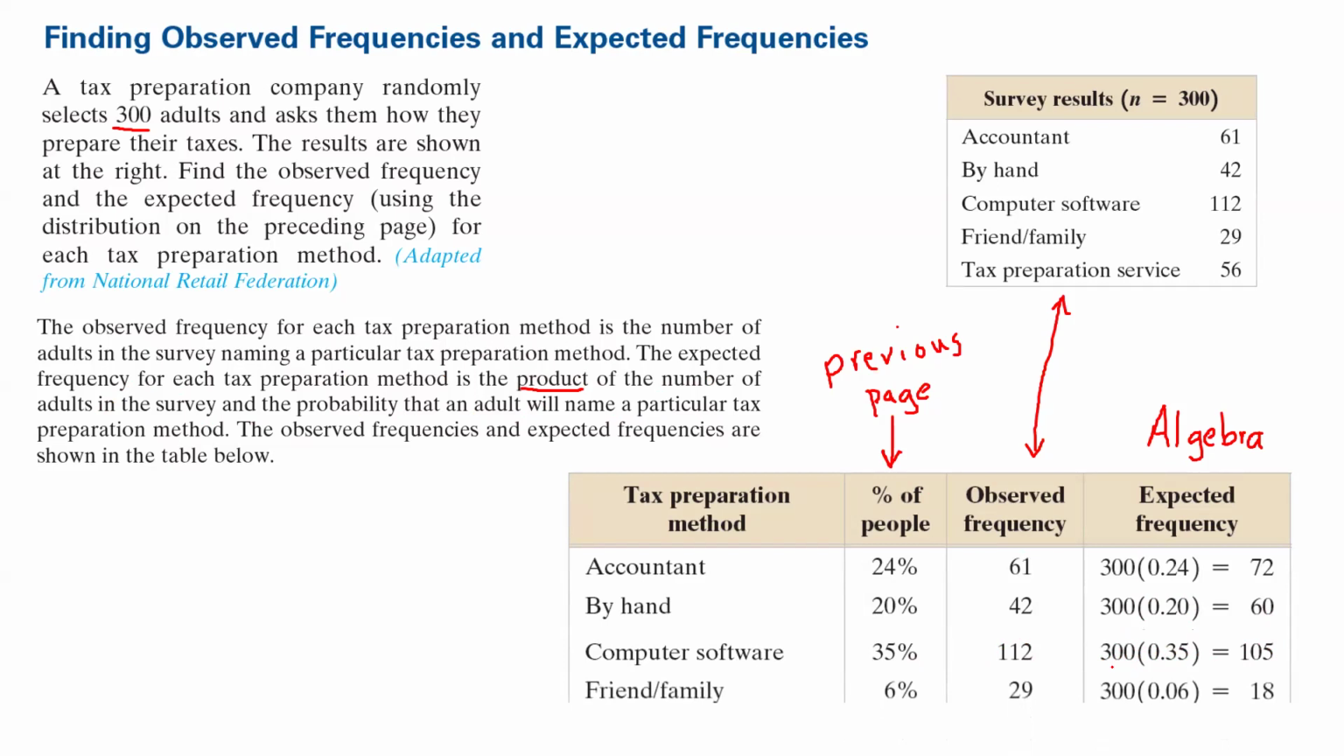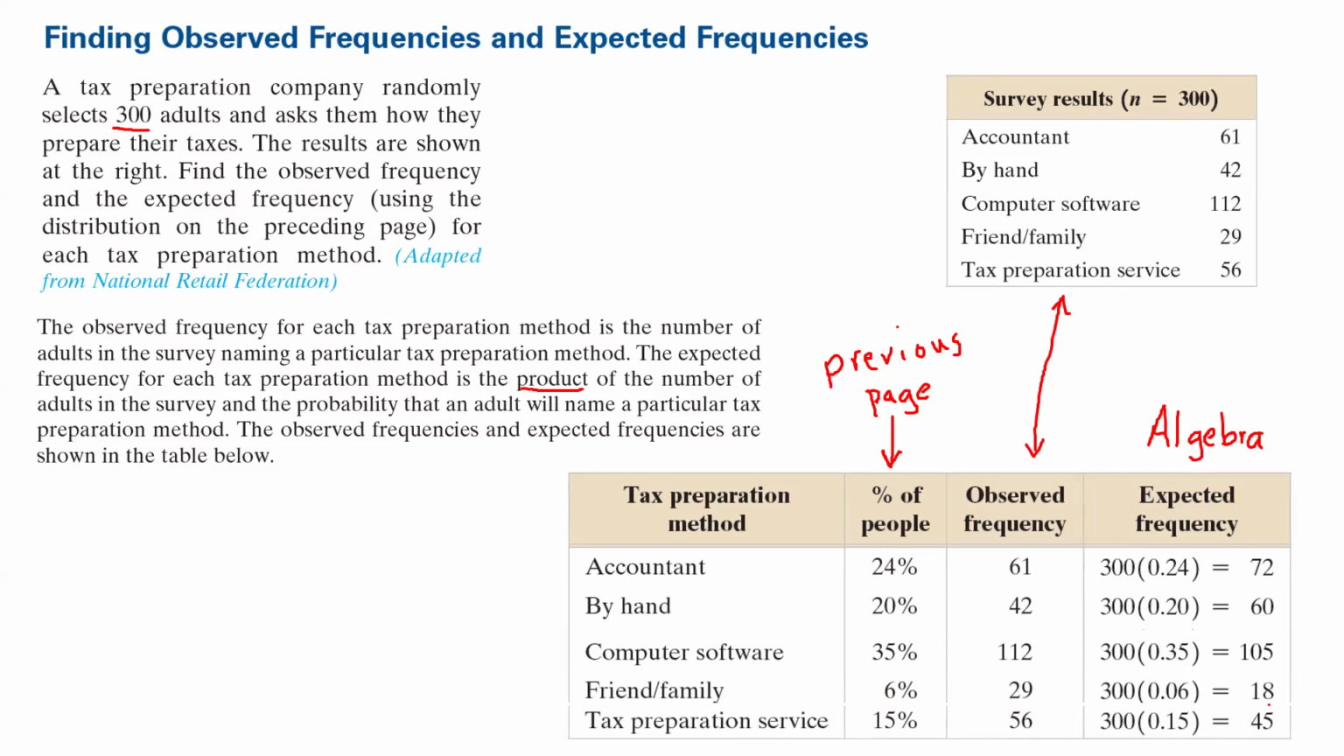And then friend and family, from the previous page, the hypothesized one was 6%. From our survey, we have 29 people, so the expected frequency is 18. And finally, tax preparation service, from the previous page, the hypothesized one was 15%. The observed frequency is 56, and then the expected frequency is 45.